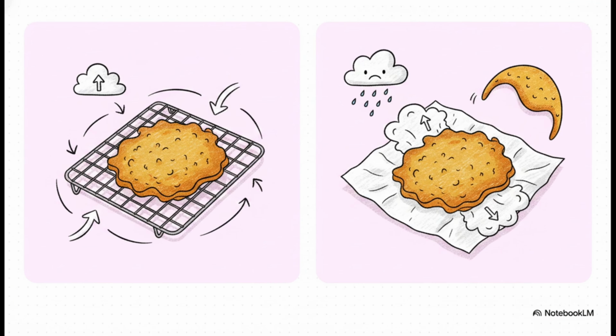Section 5. The perfect crunch. Once these beauties come out of the oil, how you drain them matters tremendously. You should always use a wire cooling rack and never, ever paper towels. Sure, a paper towel absorbs oil, but it also traps the steam escaping from the hot fritter right against the bottom. That trapped steam will instantly rehydrate and soften the crispy crust you just spent all that time carefully engineering. A wire rack, on the other hand, ensures full 360-degree airflow.